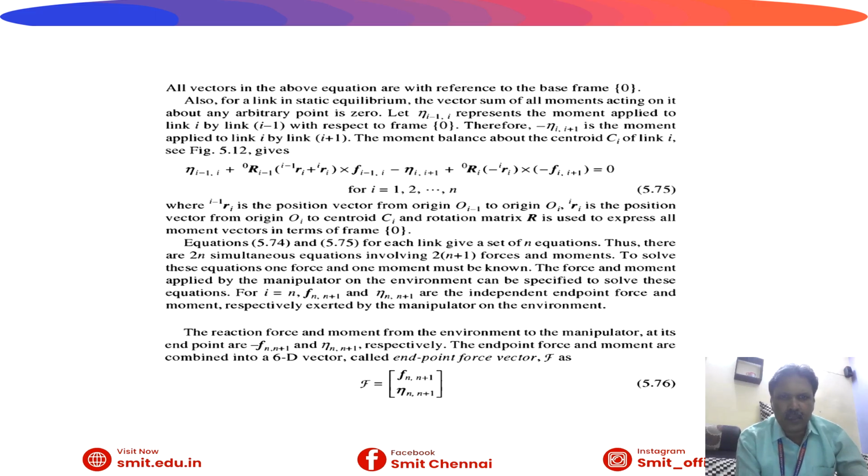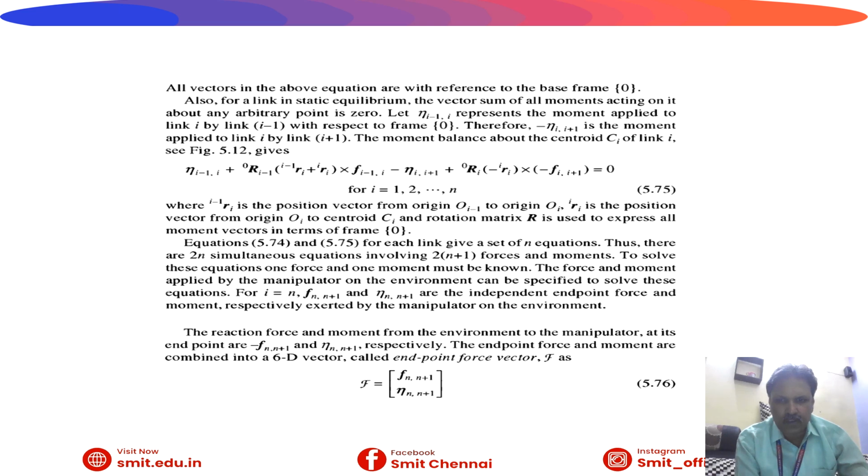Eta i minus 1, i, or i minus 1, then bracket of i minus 1 R i plus i R u i. These are the basic considerations we took. The moment balance about the centroid we wrote there. Then what is R i, i minus 1? It is a position vector from origin O i minus 1 to origin O i. Then these are the terms. What are the terms we have declared? That is mentioned over there at the equation numbers.